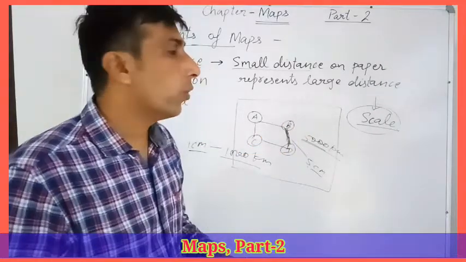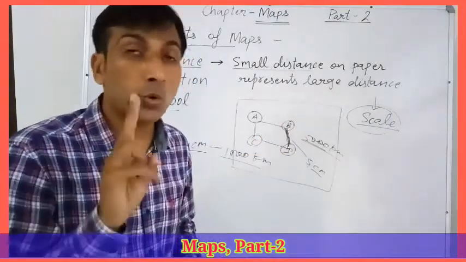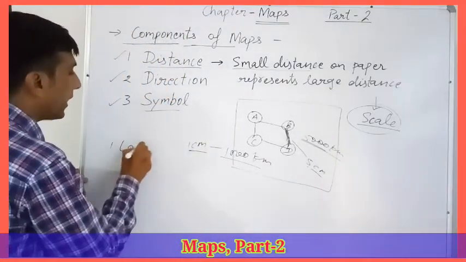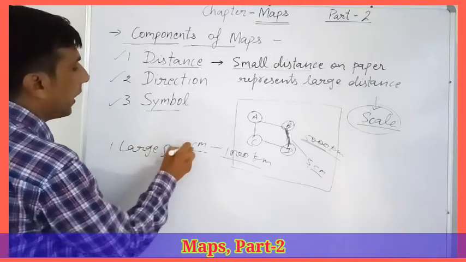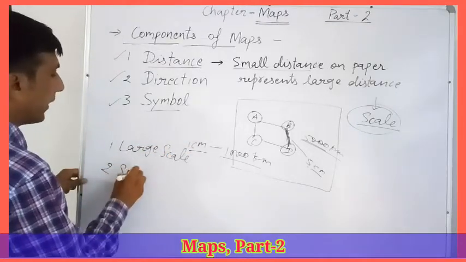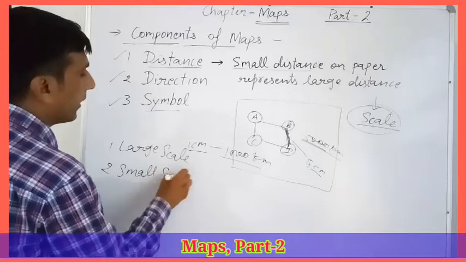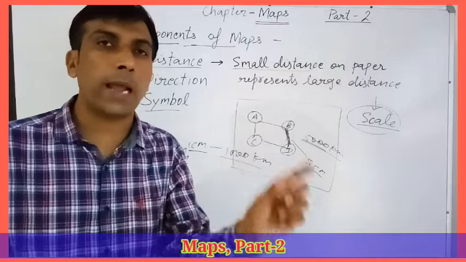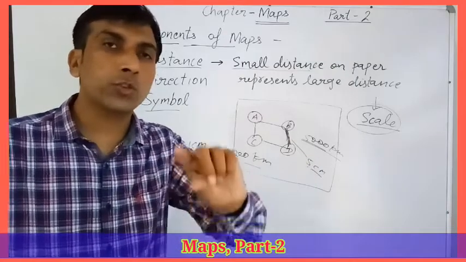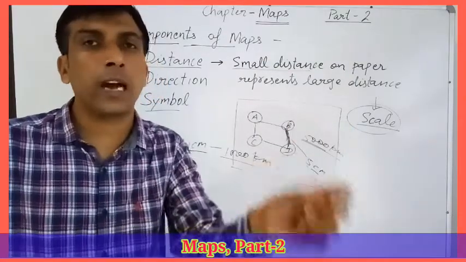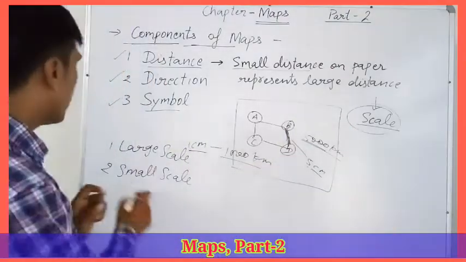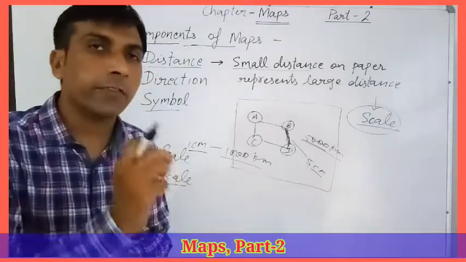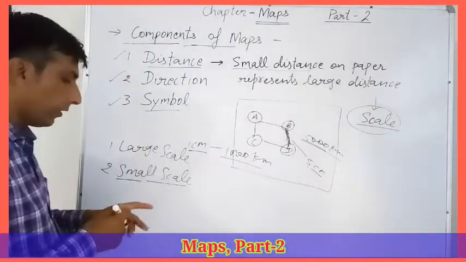Now we'll understand what the types of scales are. There are two types of scales. Number one, large scale. Number two, small scale. So there are two types of scales used on maps. The maps which use a large scale are called large scale maps, and small scale means small scale maps. So what is the difference between these two types of scales?